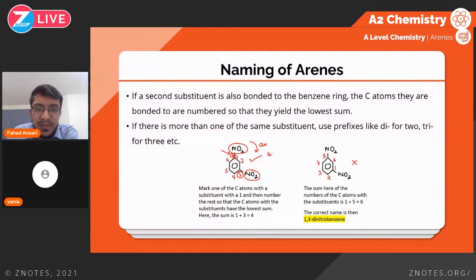So this will give us a sum of 1 plus 3, that gives us 4. Now, if instead I start at this substituent and I give it number one and I continue clockwise in this case, then I have carbon atoms number 2, 3, 4, and 5. That's carbon atom number 5, for the second substituent. So that's going to give me a sum of 1 plus 5 equals 6. Right? So that's not good enough. So we're going to go with these numbers instead. And so what we do is 1, 3. Those are the numbers for the substituents. Because we have two nitro groups, this is going to be dinitro followed by benzene. So that's going to be the name for this compound.